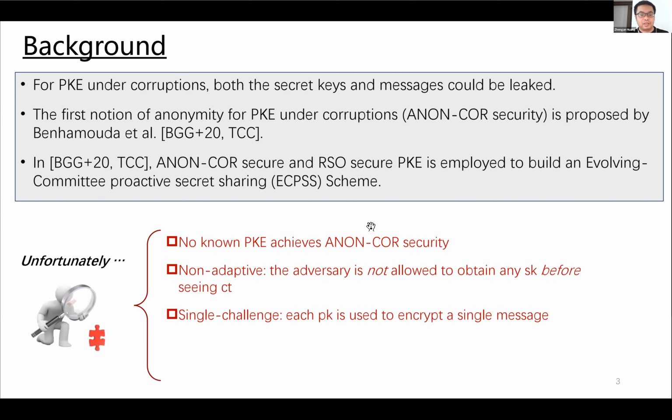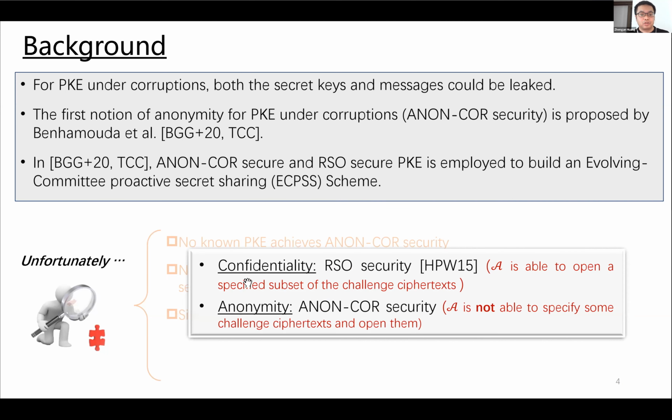Unfortunately, there are some problems left. No PKE achieves anonymous CLR security. In the game defining their security, the adversary is not allowed to obtain any secret key before seeing the ciphertext, and each public key is used to encrypt a single message.